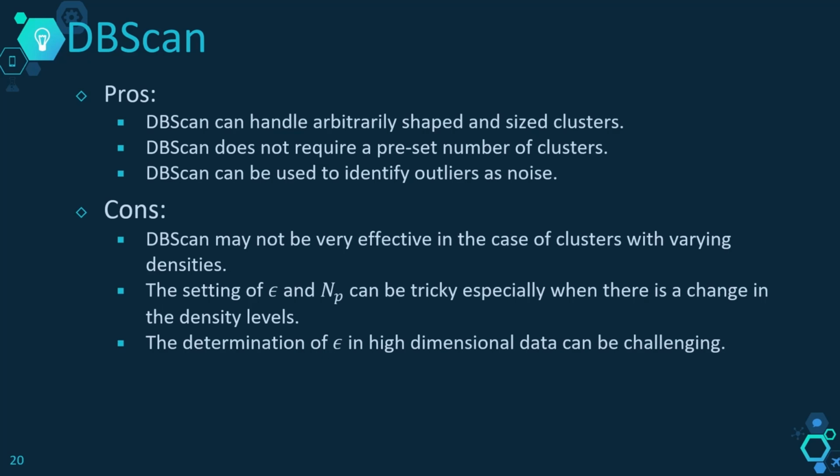But there are also some cons that we need to pay attention to. It may not be very effective in the case of clusters with varying densities, and the setting of epsilon and NP can be tricky, especially when there's a change in the density levels. And the determination of epsilon in high dimensional data can be challenging. So these are the disadvantages.